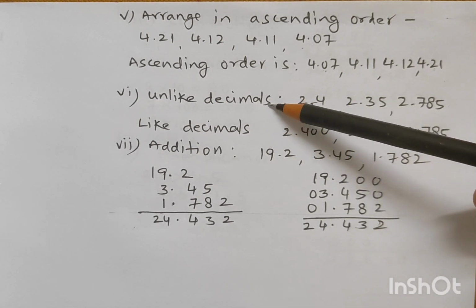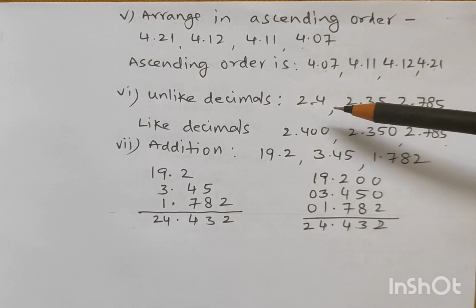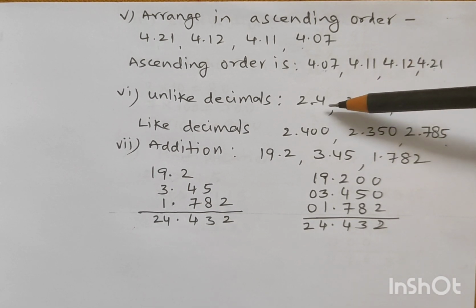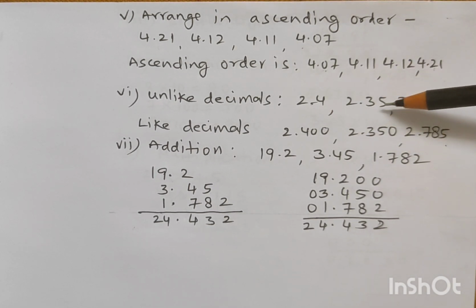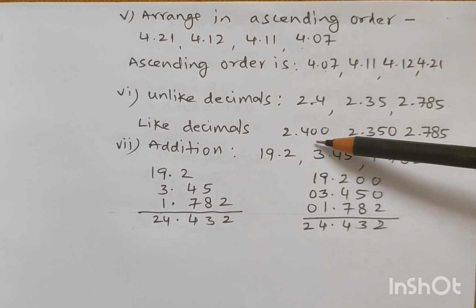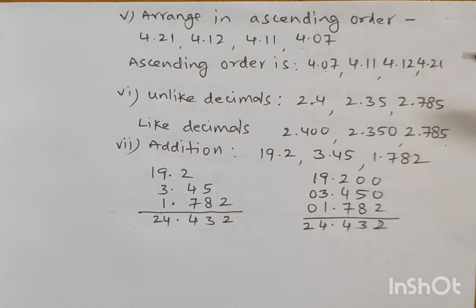Now decimals can be like decimals and unlike decimals. If the number of digits after the decimal is the same in all the numbers, then they are like, otherwise they are unlike. Now here 1 digit after the decimal, 2 digits after the decimal, and here 3 digits after the decimal. So these are unlike decimals. We make them like decimals by using 0. We put 2 zeros with this, we put 1 zero here. Putting 0 does not change their value as such.